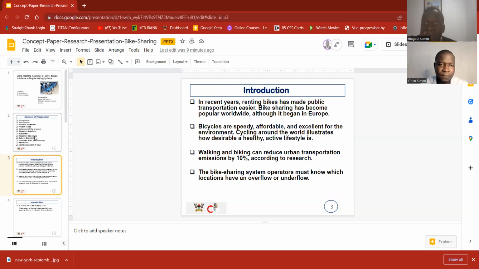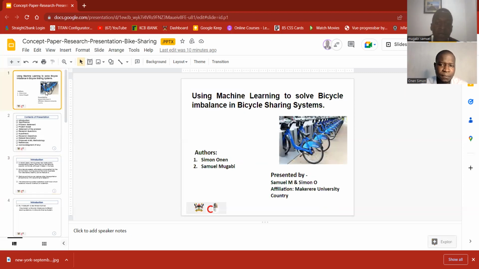They help urban cities solve very many problems that are caused by the model of a person sitting in a car. That causes traffic jam, it causes high carbon emission, and very many other health-related issues. On the contrary, someone cycling or walking reduces carbon emissions by about 10%. That's what research says.